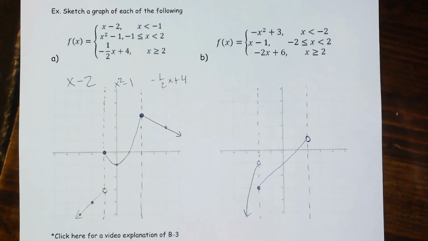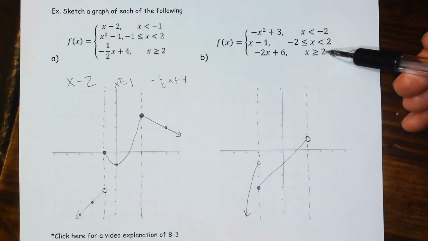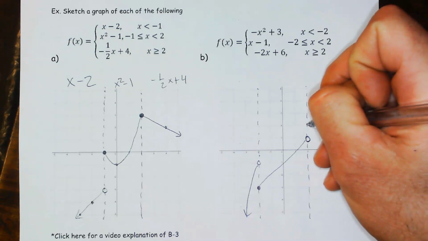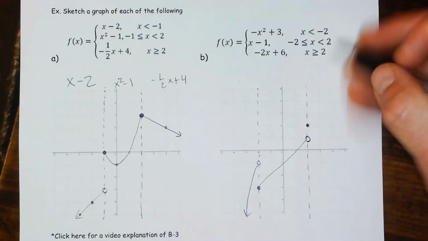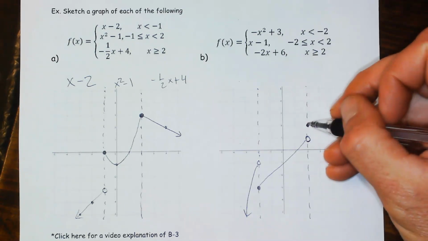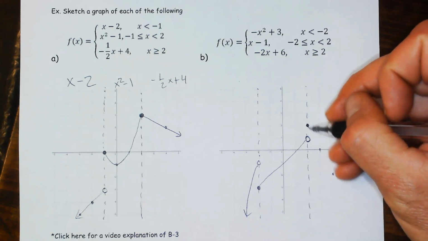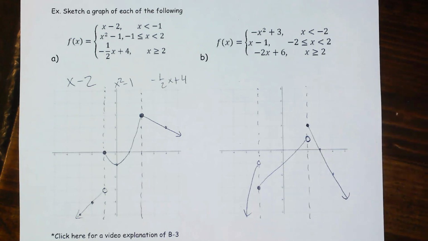The third one, if I plug in 2, I would get negative 4 plus 6, which is positive 2. So a solid dot at positive 2. And then because it's a slope of negative 2, I'm going to go down 2, right 1, down 2, right 1, and I will connect the dots.